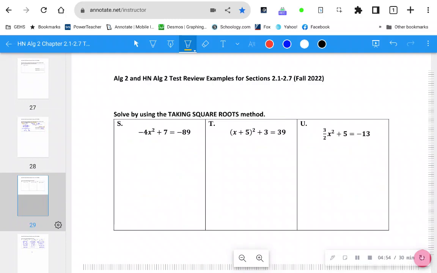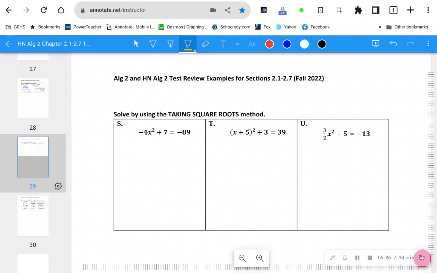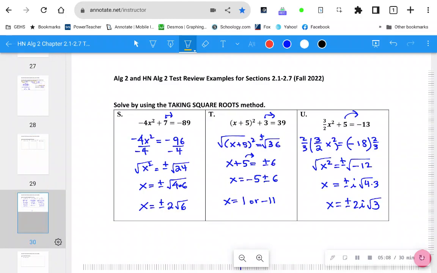Okay, S, T, and U, the instructions tell you to solve for x using the square root method. Okay, I'll walk you through all three of these here. First, you subtract 7, gives you negative 96. Then you isolate the x squared by dividing away the negative 4. And that takes you down to 24 down here.